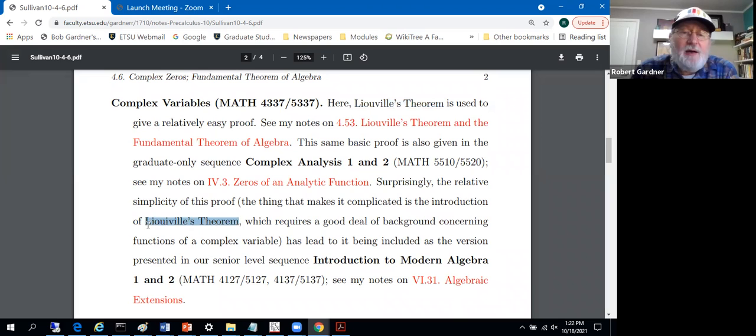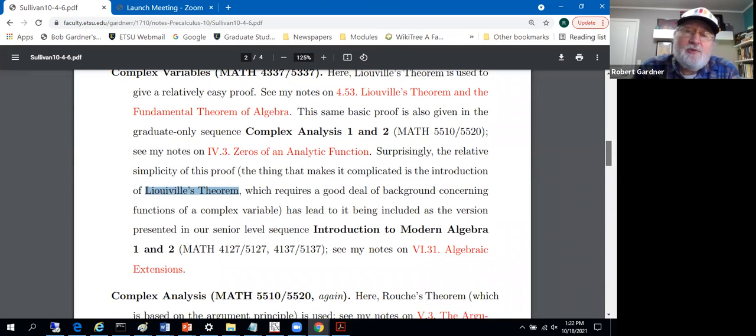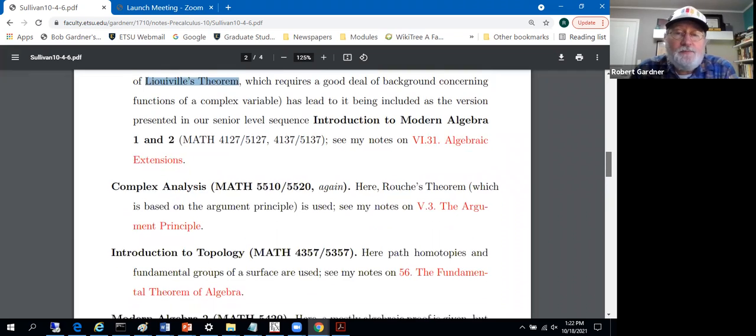Now, that's kind of awkward and out of place in a class on algebra to drag in this idea of Liouville's theorem, which has quite a deal of background related to the theory of analytic functions from a complex variable. But anyhow, if you will accept Liouville's theorem, the proof of the fundamental theorem of algebra is very straightforward and very easy. And that's the reason. That's even the proof that's given in the textbook that I like to use for senior level algebra.